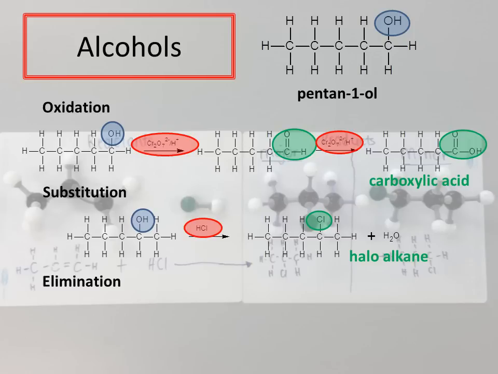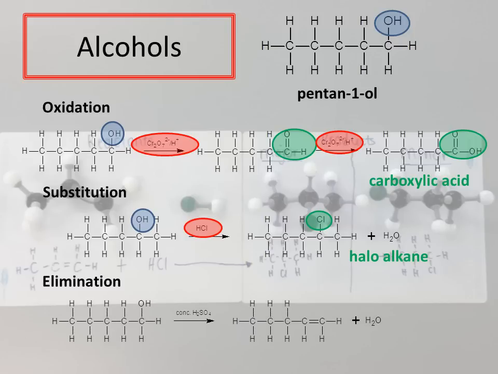Okay, so the last type of reaction an alcohol undergoes is elimination. Now, elimination for alcohols involves us adding concentrated sulfuric acid. Concentrated sulfuric acid loves to rip off water from molecules.